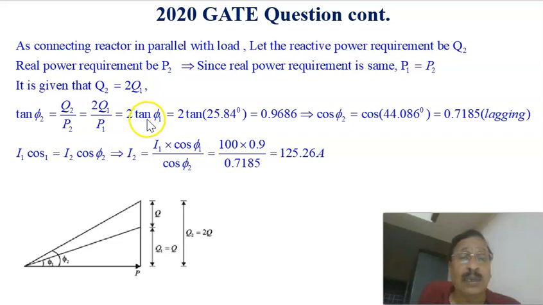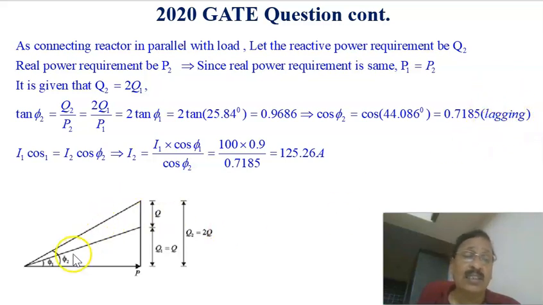Therefore, tan phi 2 is 2 times tan phi 1, which is 2 times tan 25.84 degrees, equal to 0.9686. So phi 2 is 44.086 degrees, and cos phi 2 equals 0.7185 lagging. Here the total power factor is now reduced to 0.7185 lagging after connecting the reactor.